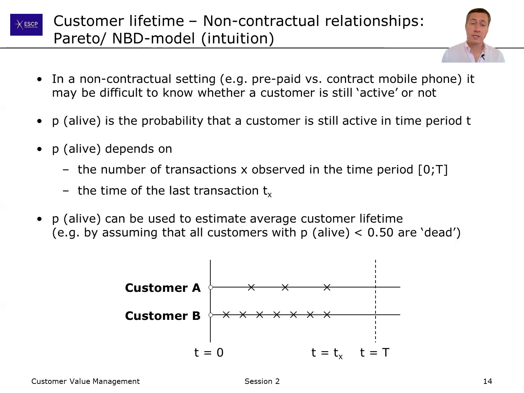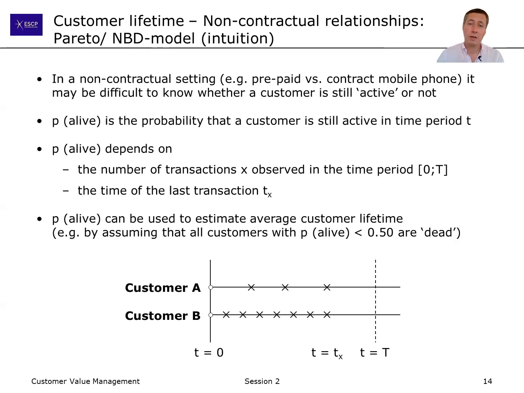What this graph tells you is that in a non-contractual setting where we don't have a contract, it can be very difficult to say whether a customer is active or not. The only thing that we can express is a probability, the probability that the customer is still alive. And this probability depends on the inter-purchase time, the number of transactions that the customer has done in a certain period, relative to the time since the last transaction.